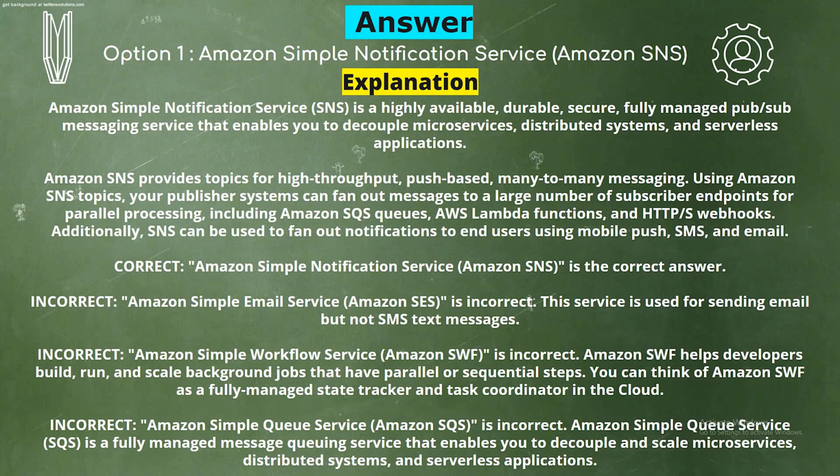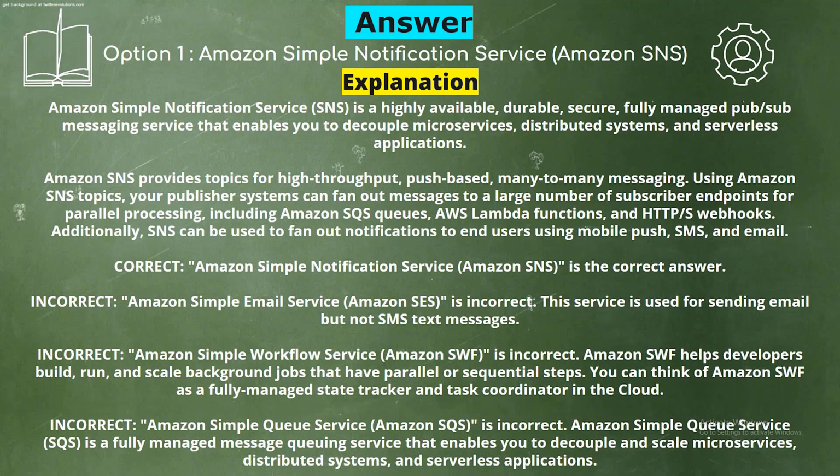Incorrect. Amazon Simple Email Service, Amazon SES, is incorrect. This service is used for sending email but not SMS text messages. Incorrect. Amazon Simple Workflow Service, Amazon SWF, is incorrect. Amazon SWF helps developers build, run, and scale background jobs that have parallel or sequential steps. You can think of Amazon SWF as a fully managed state tracker and task coordinator in the cloud.